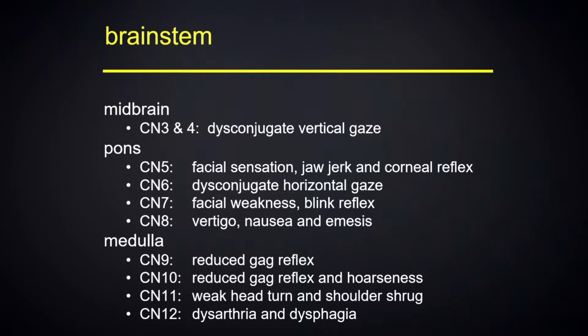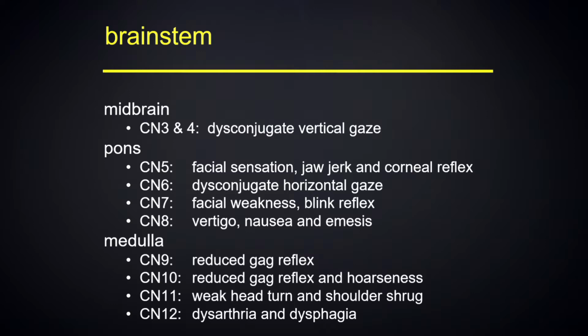The next two cranial nerves exit the midbrain. And so it's important to remember not only the names of the cranial nerves, but also their functions. This slide right here shows the functions of the cranial nerves. A patient, for example, that has difficulty with vertical eye movements will have a lesion in the midbrain because cranial nerves 3 and 4 largely move the eyes up and down.